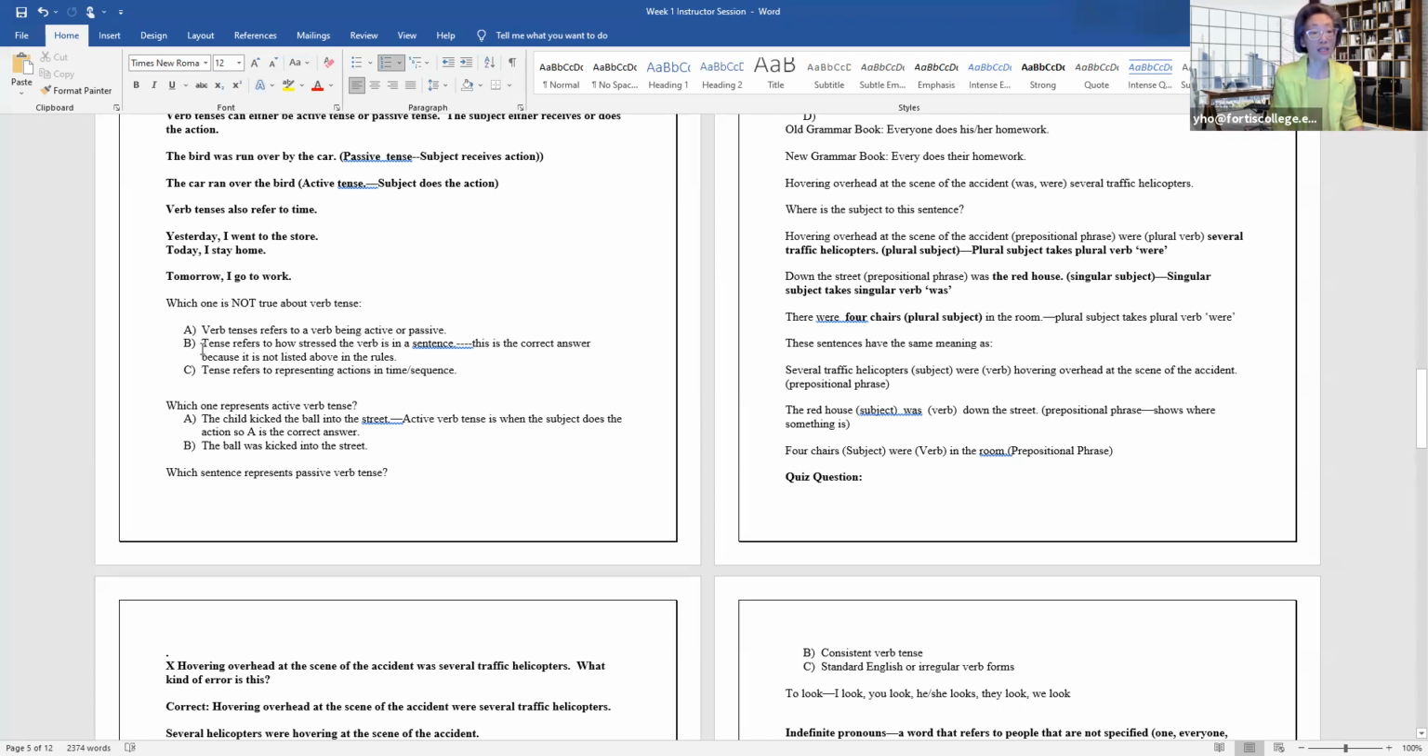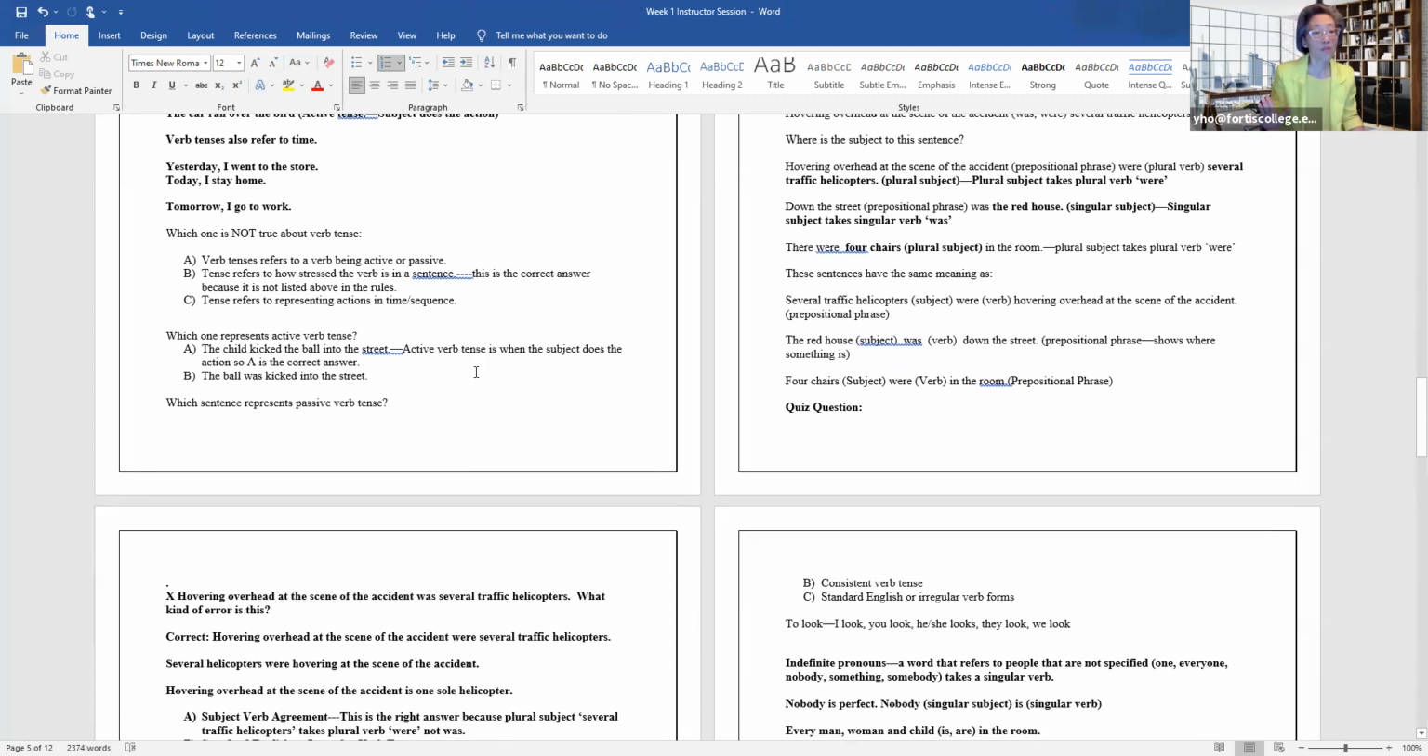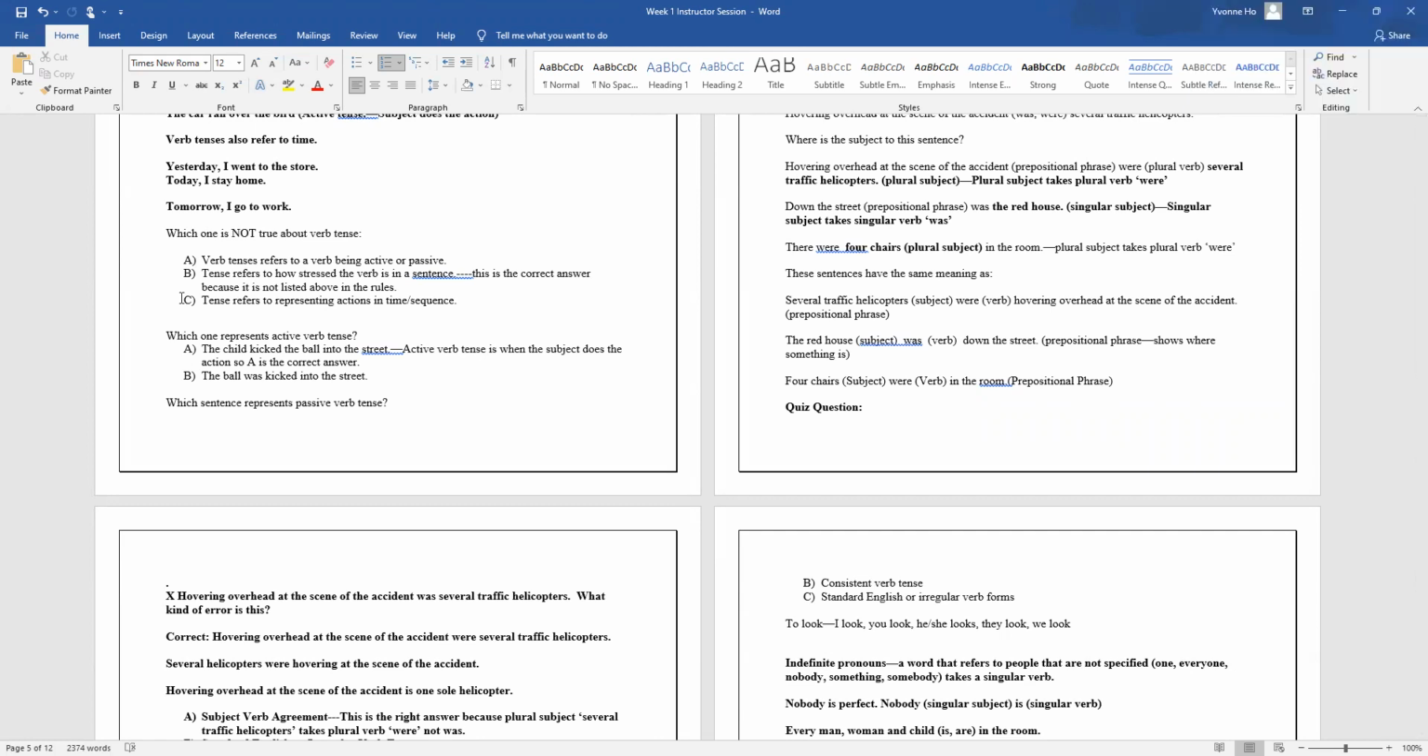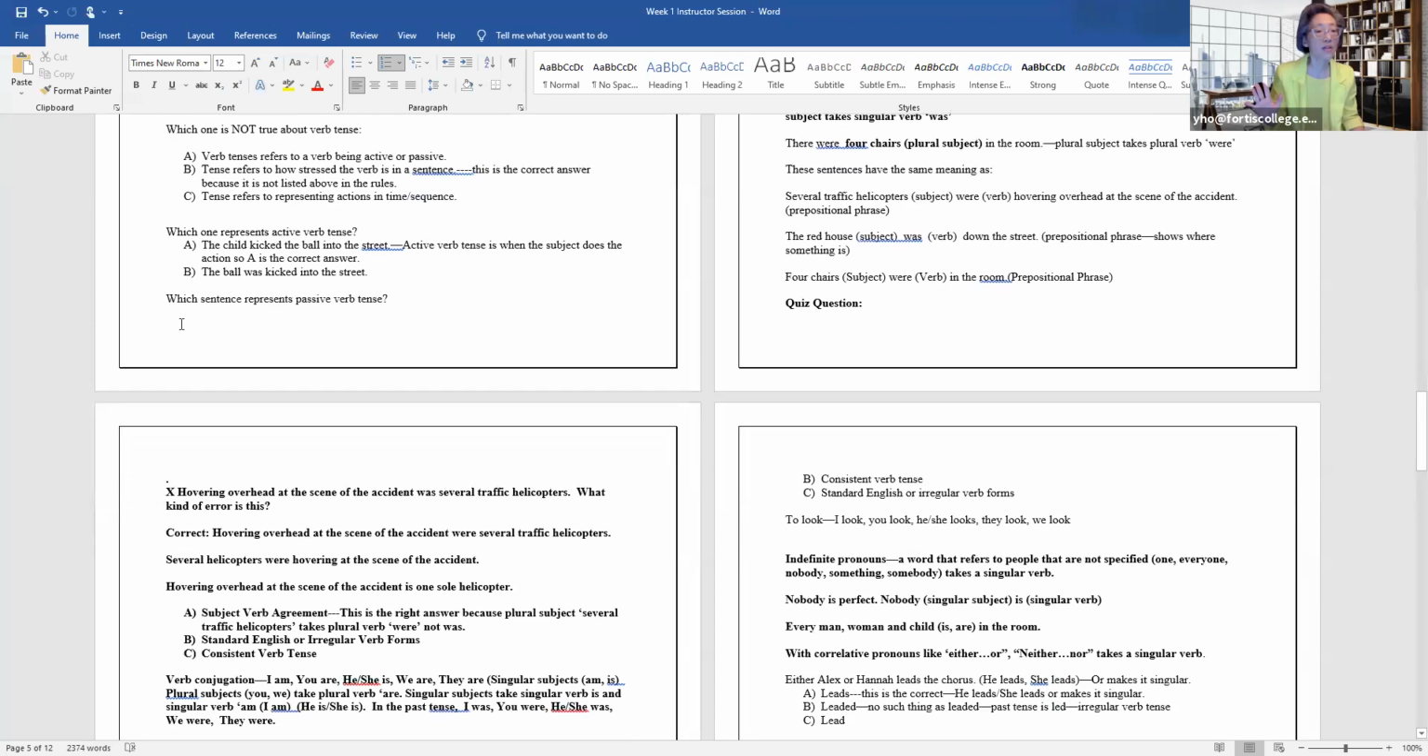Okay, B is the only one that's not true because tense has nothing to do with how stressed a word is. That has to do with pronunciation. So which is not true? B. Okay, this is the correct answer. Does everyone follow that? Because verb tenses refer to being active and passive, and verb tenses also refer to time, but it does not refer to how stressed something is. So B is the answer. Everyone clear on that? Yes, just say yes. Yes. Okay.